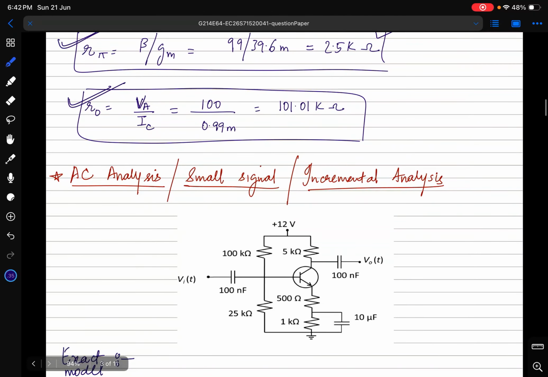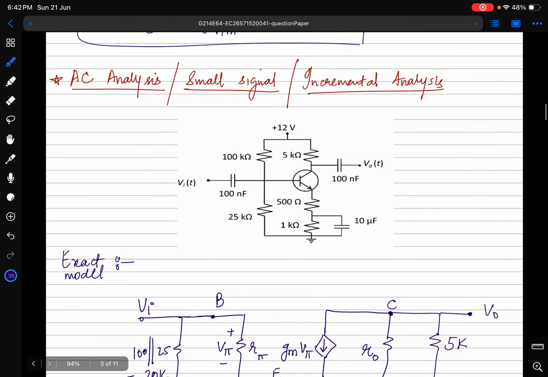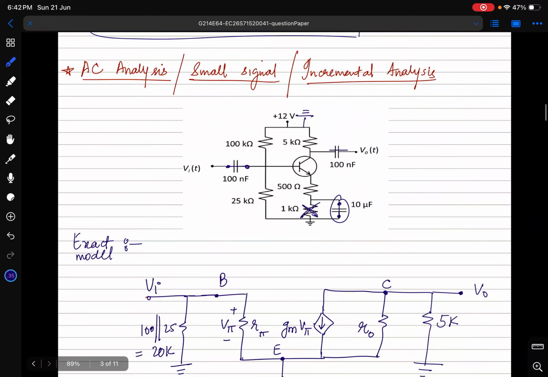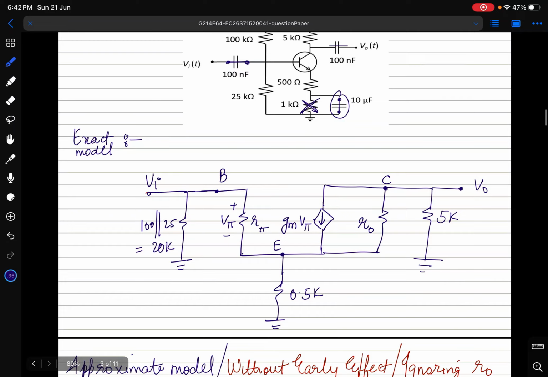Now we have to go for the AC analysis. In AC analysis, this cap will get short circuited, this cap will get short circuited, this cap will get short circuited, and because of this short circuit, this resistance will get bypassed. So we will ignore this resistance. Also, this 12 volt DC supply will get grounded. Because of this, the exact model which comes out will be this.